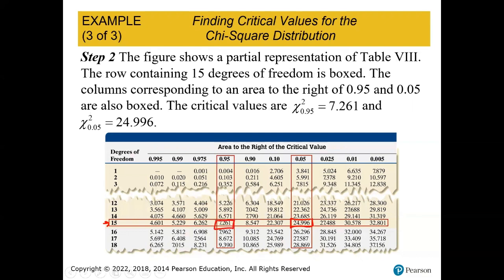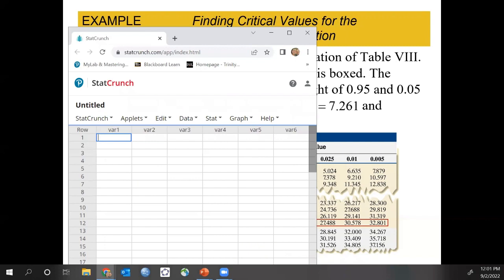Now, I don't prefer using the table. I don't have you guys use the table on a regular basis. I find it easiest to just use StatCrunch. We have the technology. It is here for us. So let me show you how we do it over here.